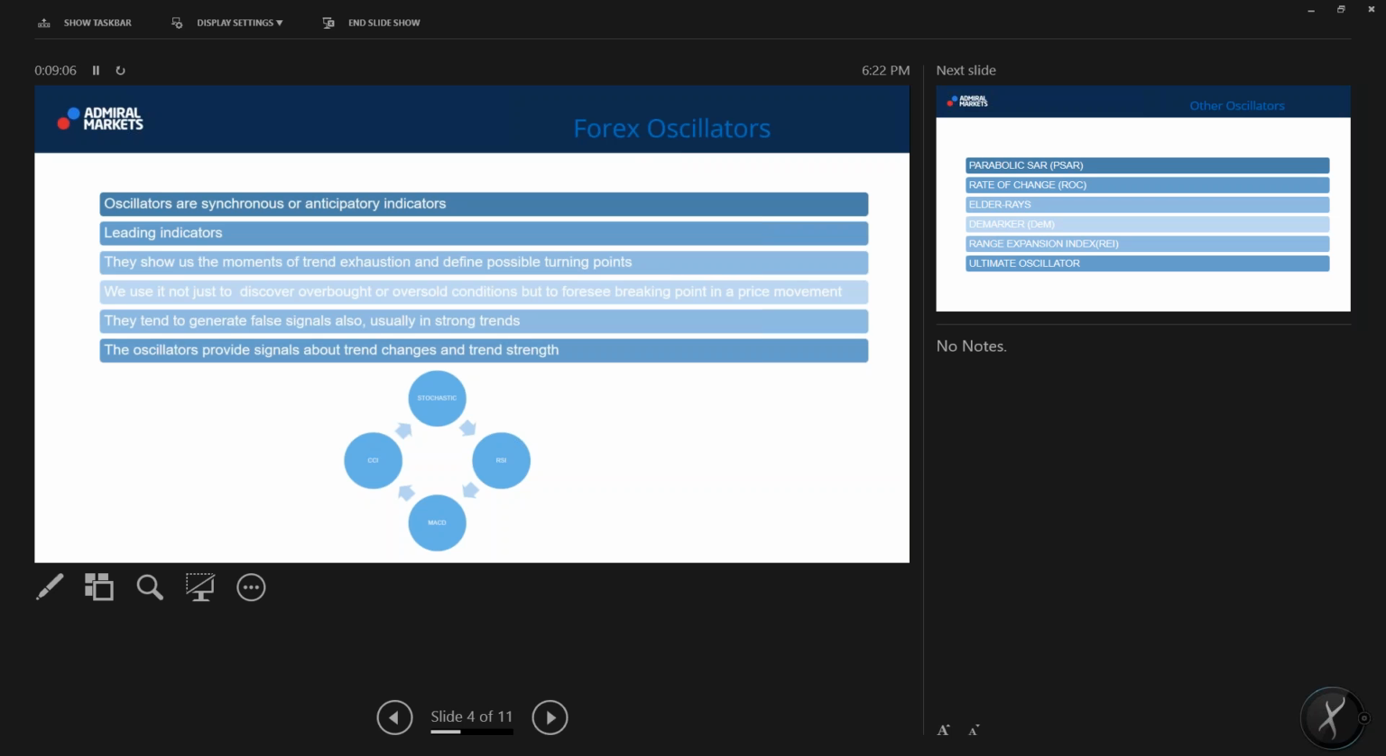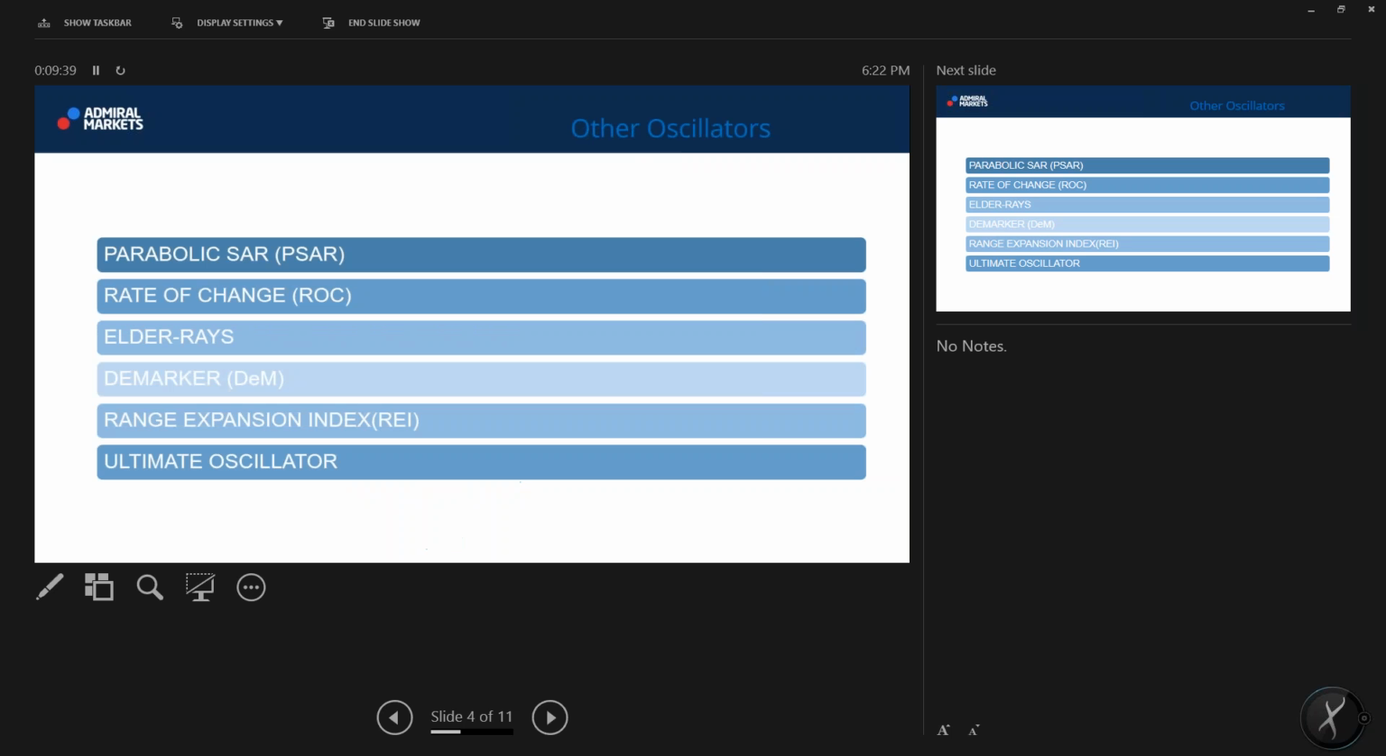Oscillators also provide signals about trend changes and trend strength, and some of the most popular indicators for spotting turning points, exhaustion points, overbought and oversold conditions, entries in the market are stochastic, RSI, CCI, and MACD. Stochastic, RSI, CCI are leading indicators, MACD is a lagging indicator. But when we combine different indicators, we should have some simple method that should provide some signals on a daily basis.